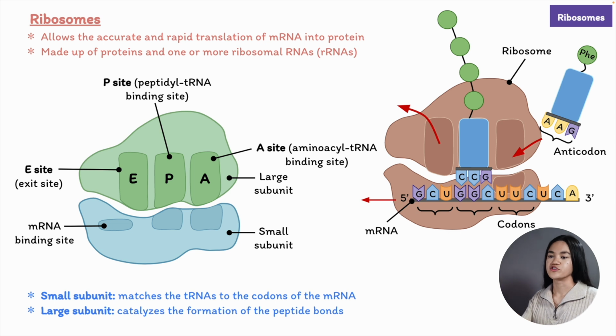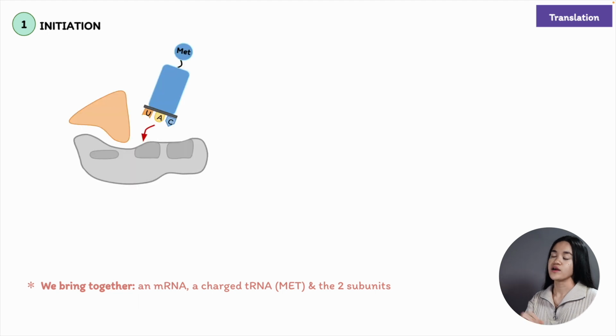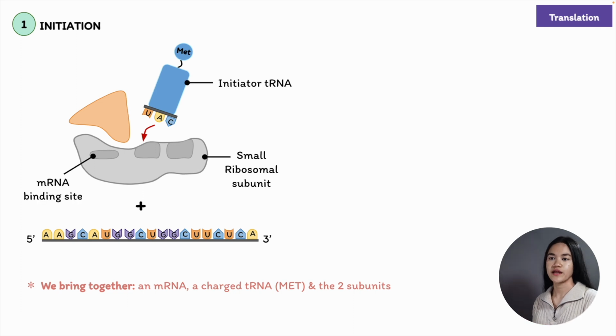And all 3 stages require protein factors, and some reactions require energy, provided by the hydrolysis of GTP, or guanosine triphosphate. Let's start with initiation. At this stage, we bring together an mRNA, a charged tRNA, the first amino acid of the polypeptide, and the 2 subunits of the ribosome. First, a small ribosomal subunit binds to both the mRNA and a specific initiator tRNA, which carries the amino acid methionine.